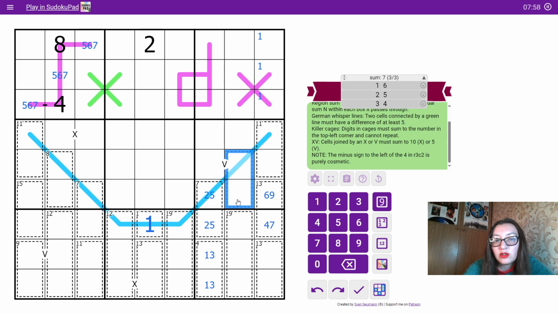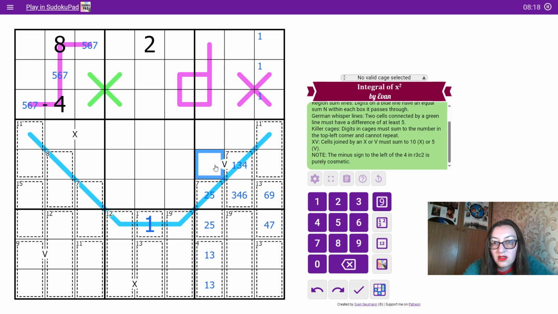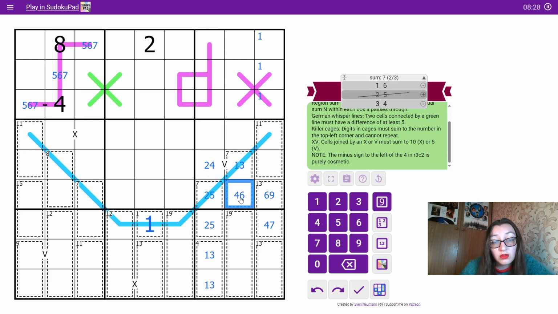Interesting. We cannot make this cage a 5 cage because then we cannot put anything in this square. So we cannot also put 6 on the V. So this is a 1, 3, or 4. So this is a 6, 3, or 4. And this is a 4, 2, or 1. This cannot be a 1, so this cannot be a 4, so this actually can be a 3. And this cannot be a 2, because there's already a 2, so that's a 4, and that is a 1, and that is a 6.